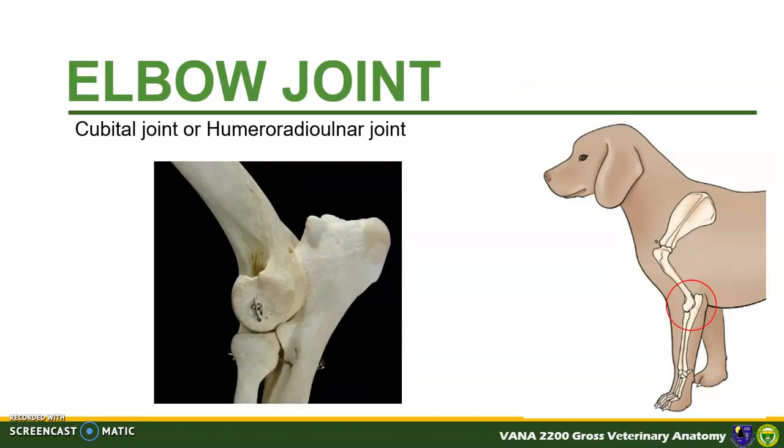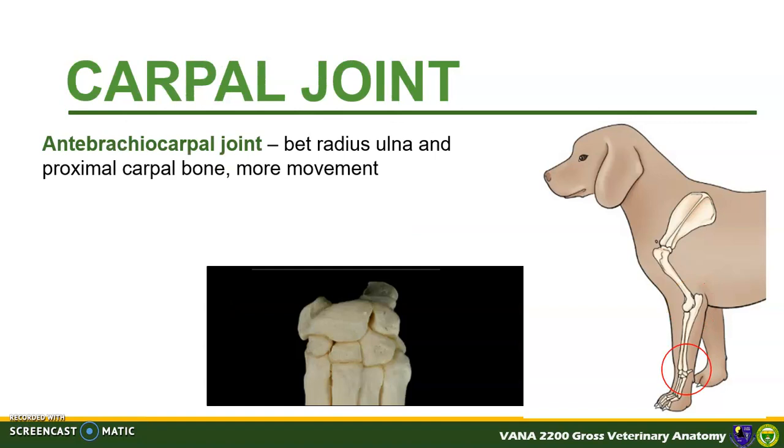The next joint is the elbow joint. It is also known as cubital or, more specifically, humeroradio-ulnar joint. It is a typical example of a hinge joint and allows flexion and extension. Carpal joint is composed of several joints.